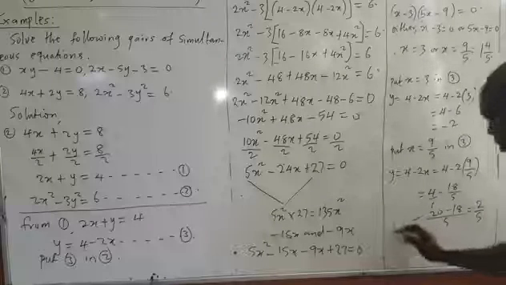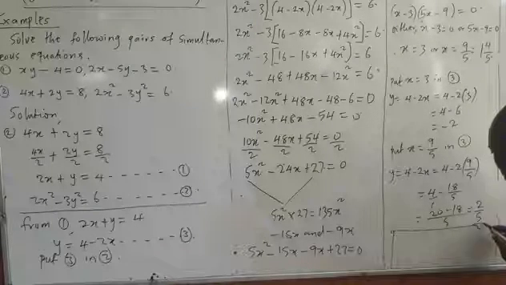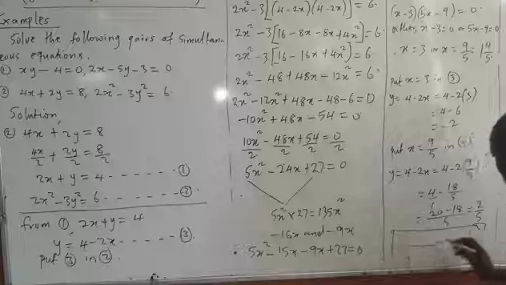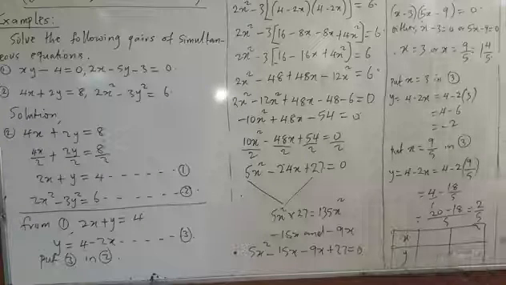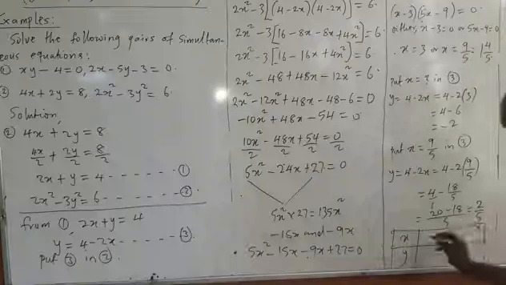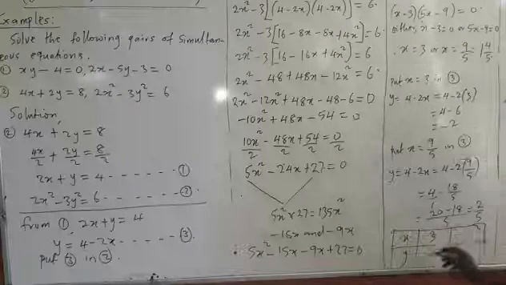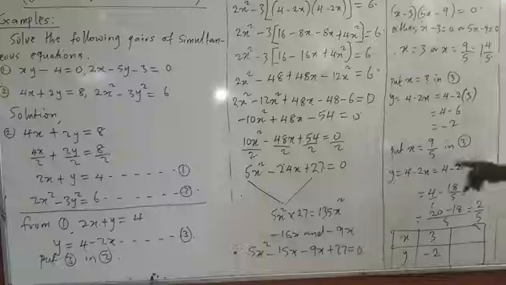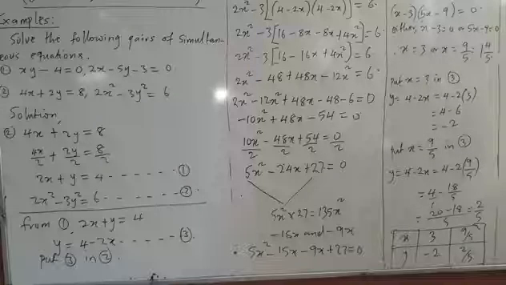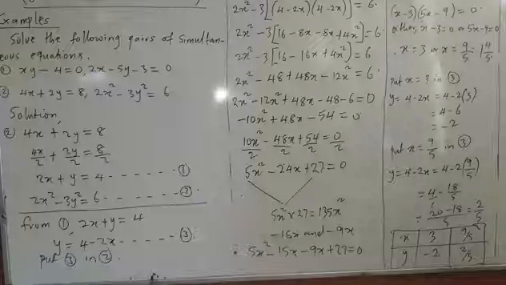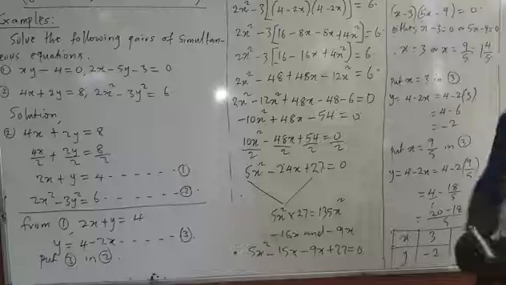So you can now see, to summarize our answer, when x is 3, y is minus 2, and when x is 9 over 5, y is 2 over 5. So this is the solution to question number 2.